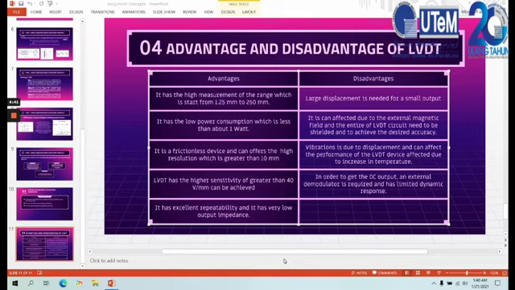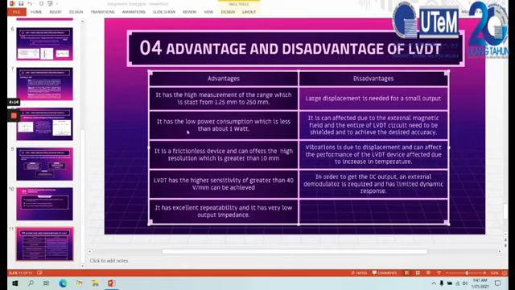Okay, first we look at the advantages of LVDT. First, it has a high measurement range, which starts from 1.25 mm to 250 mm. It's a very high measurement range.